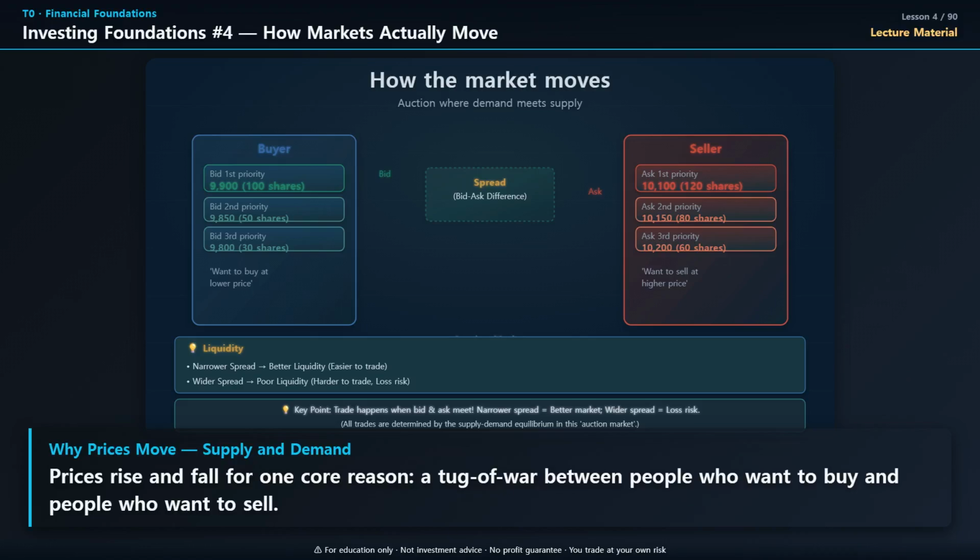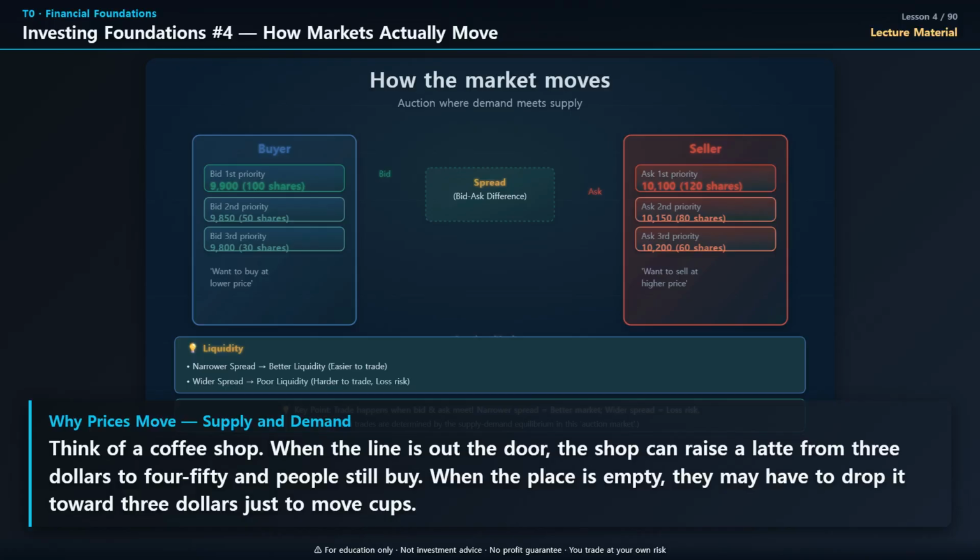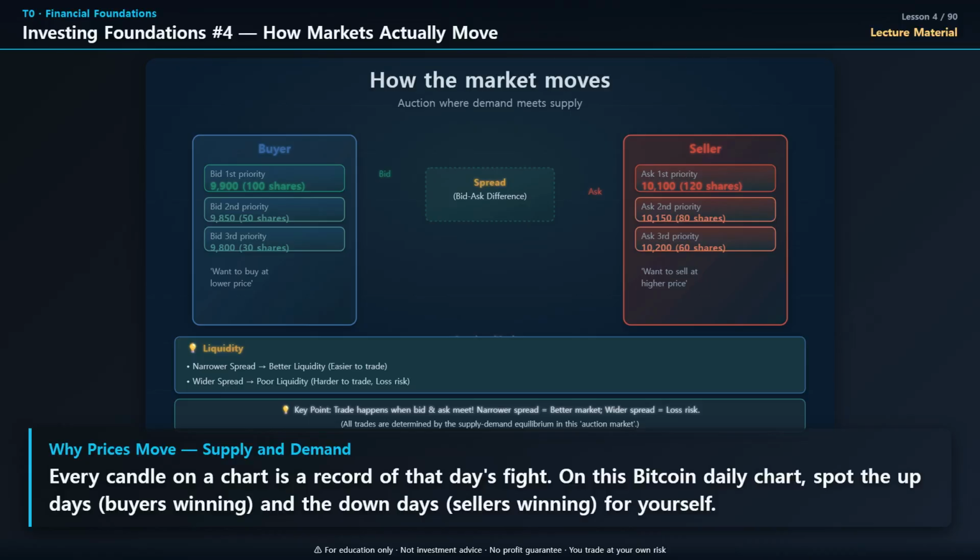Prices rise and fall for one core reason, a tug-of-war between people who want to buy and people who want to sell. Think of a coffee shop. When the line is out the door, the shop can raise a latte from $3 to $4.50 and people still buy. When the place is empty, they may have to drop it toward $3 just to move cups. Every candle on a chart is a record of that day's fight. On this Bitcoin daily chart, spot the up days, buyers winning, and the down days, sellers winning, for yourself.